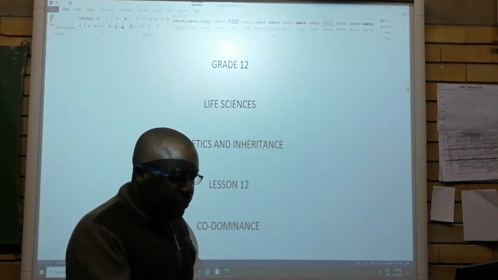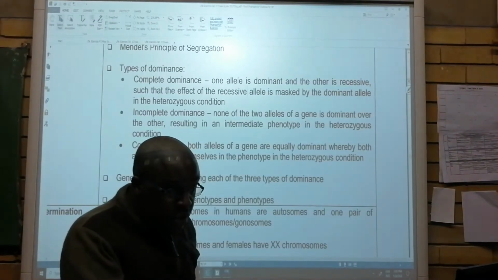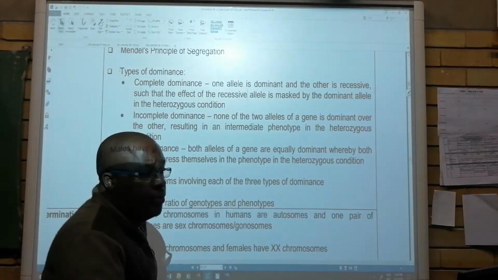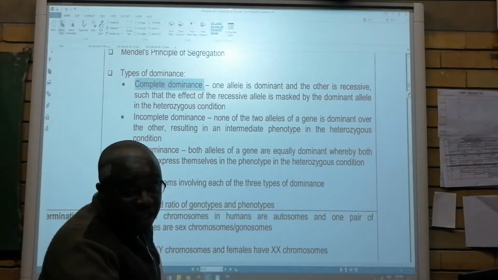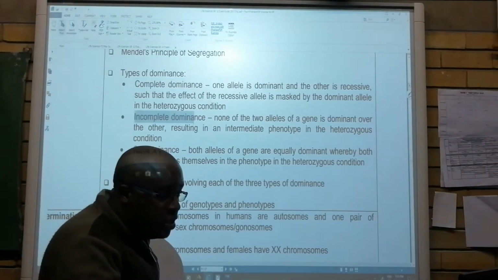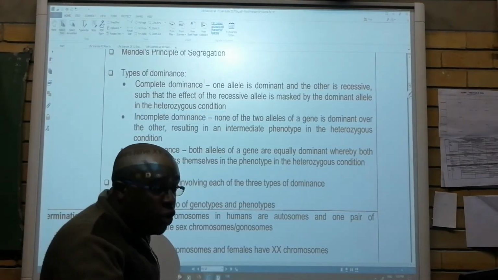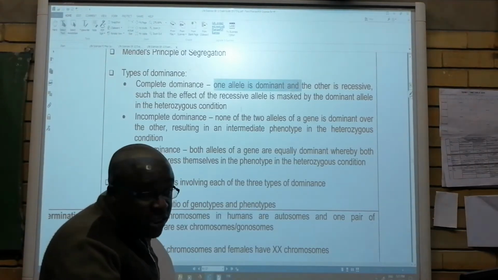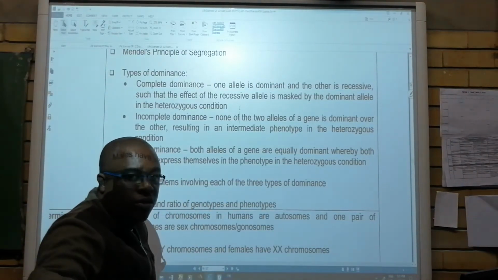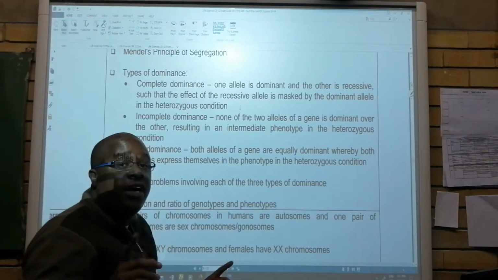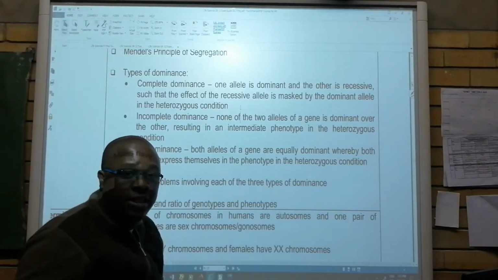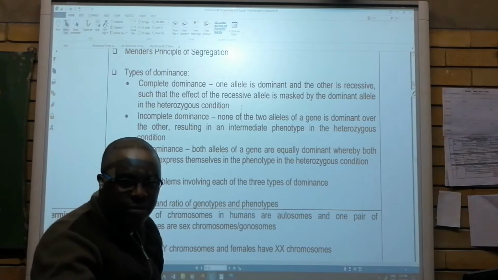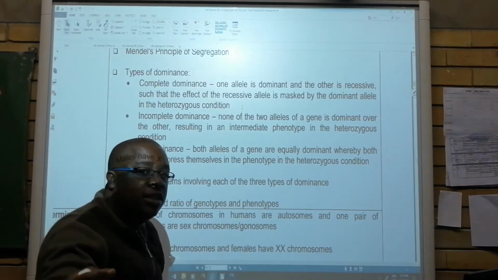In the previous lesson, we did incomplete dominance. According to our exam guidelines, this is where we are. We've done complete dominance, we've explained it. We've done incomplete dominance, we've explained it. In complete dominance, one allele is dominant and the other is recessive. The dominant allele will mask the recessive allele if they are found in a heterozygous state. Therefore the phenotype of a heterozygous genotype will be that of the dominant allele.